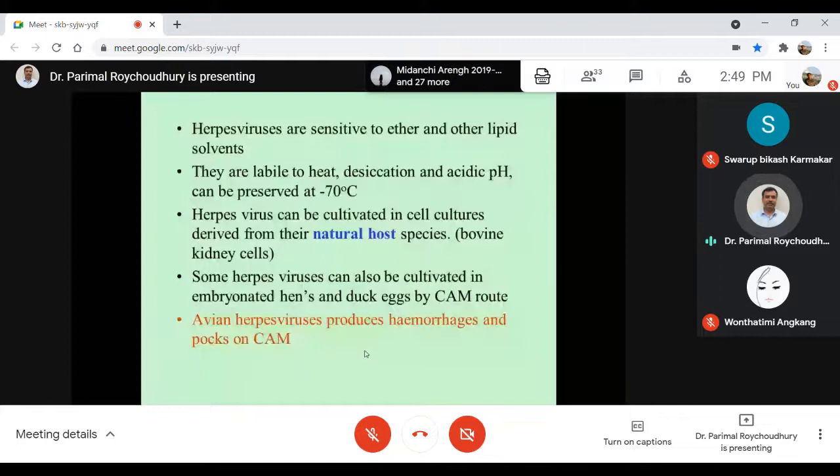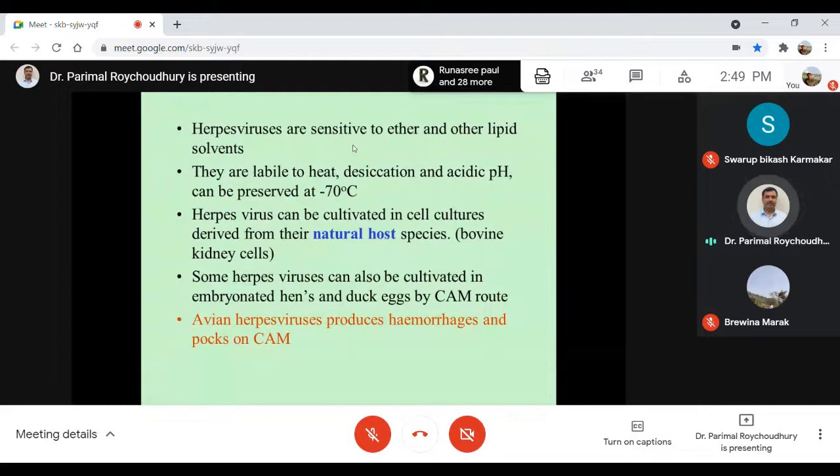So these viruses are not very stable in the environment. As a result, for disease transmission, close contact is essentially needed. The virus cannot survive for a long period outside the animal body and gets inactivated. They cannot withstand pH changes, and they are liable to heat and desiccation. So once it is excreted by an individual, the virus outside the animal body gets inactivated very quickly. So close contact is needed for disease transmission.